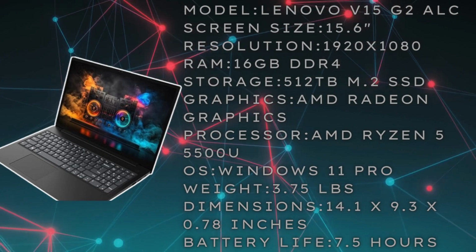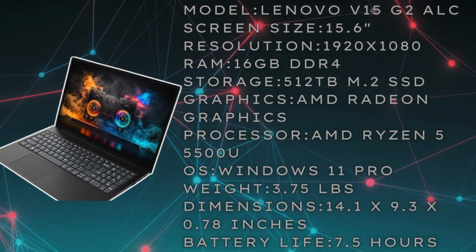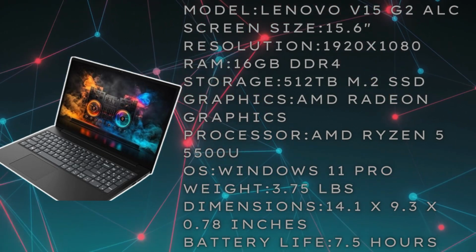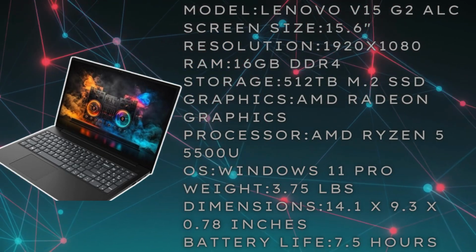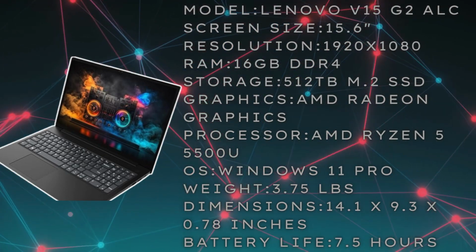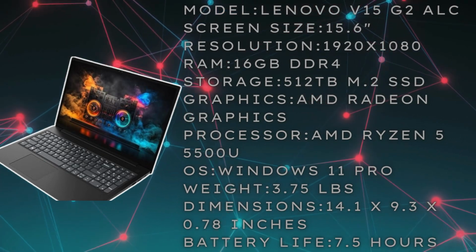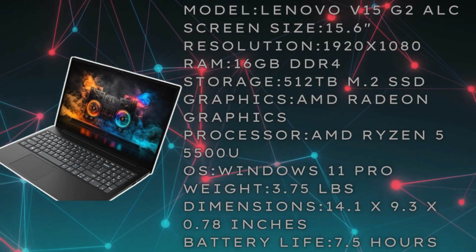You are going to have access to the AMD Radeon graphics, because the processor in this is the AMD Ryzen 5 5500U. When it comes to speeds on this processor, you're going to see anywhere from 2.1 gigahertz to 4 gigahertz. And this is running Windows 11 Pro.